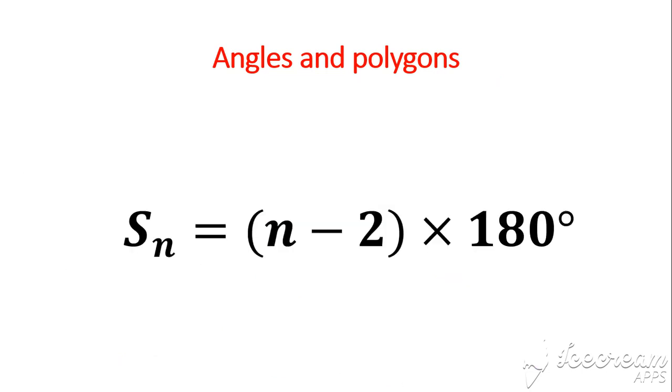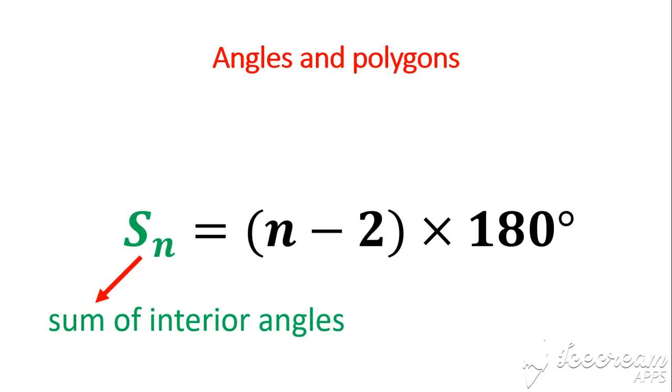Yes, there is. And here it is here. Sn is equal to, inside brackets, n minus 2 multiplied by 180 degrees. Now, Sn represents the sum. Sum means to add up all those interior angles. So we're adding up all the angles on the inside of a polygon, and n represents how many sides the polygon has.